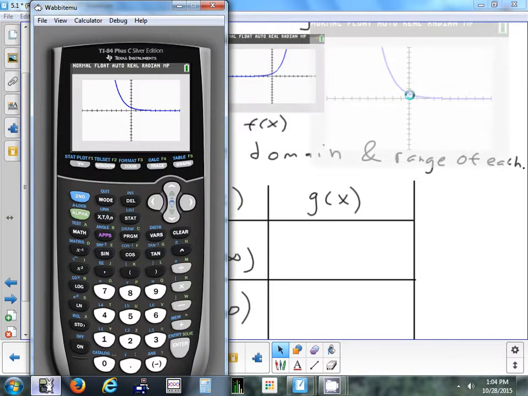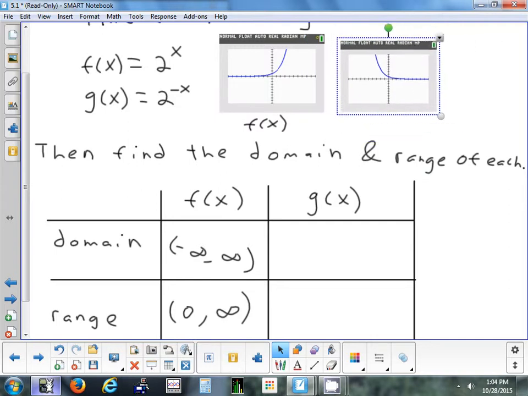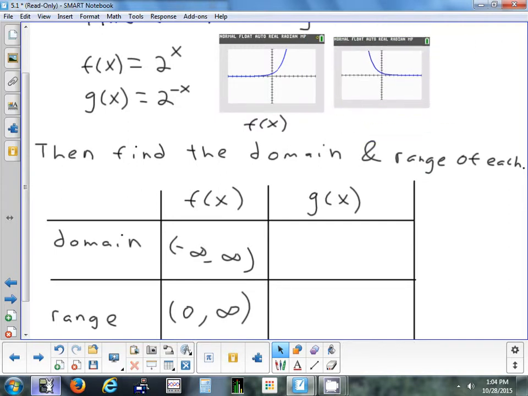All right, and if you just compare those two graphs, how does it look like they compare to each other? Flip over. Yeah, they look like they're flipped over the y-axis, and they are. Okay, we're going to look at that in a little bit.